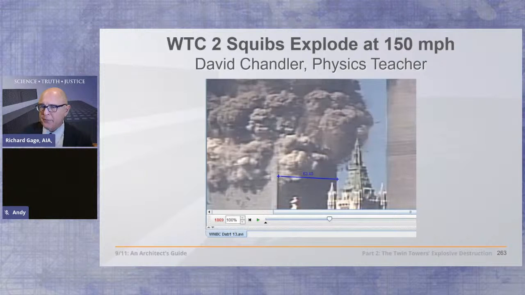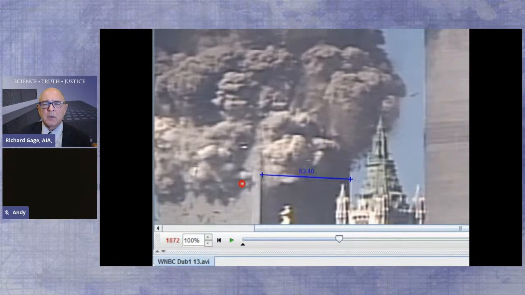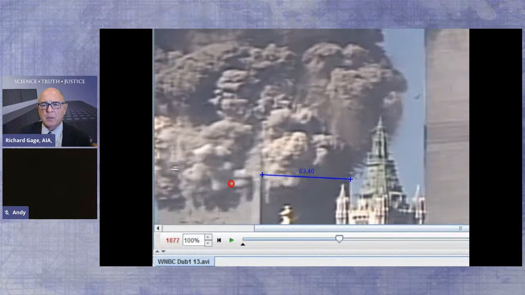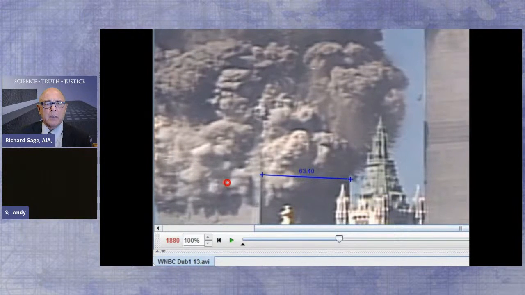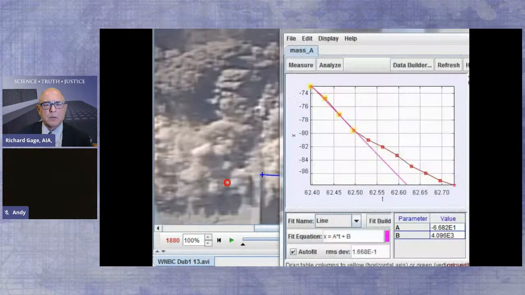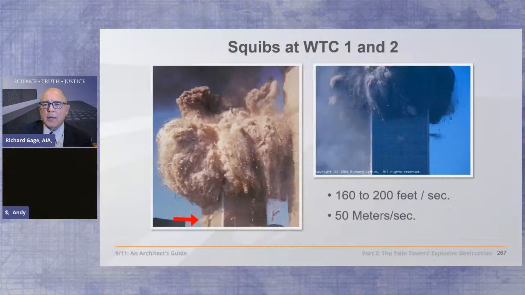Now let's look at the physics of these ejections with physics teacher David Chandler. Here I'm measuring the ejection velocity of a squib on the east face of the south tower. At this angle, there is foreshortening, but the calibration distance is foreshortened by the same proportion. Plotting horizontal position versus time, the slope indicates the ejection velocity, which is 67 meters per second, or 150 miles per hour. So these ejections are occurring at 150 miles per hour, 160 to 200 feet per second.